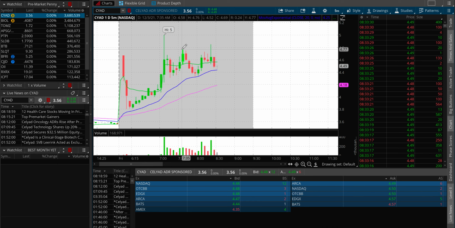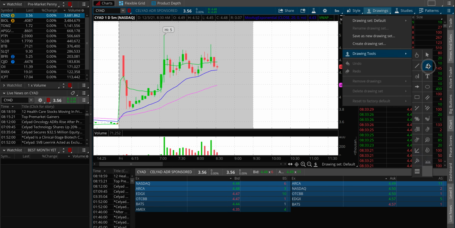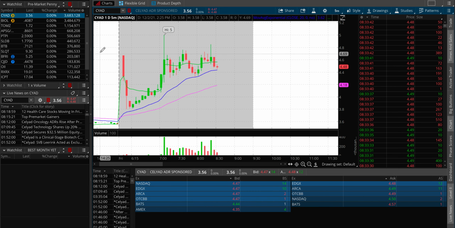And then TradingView is great for charting. I actually use TradingView for Fibonacci. Thinkorswim has Fibonacci as well. I just like the capability to screenshot charts in TradingView. Okay, so the first stock here is CYAD.